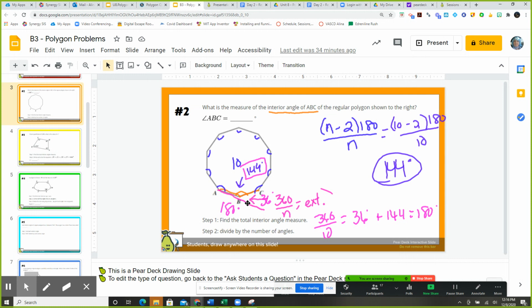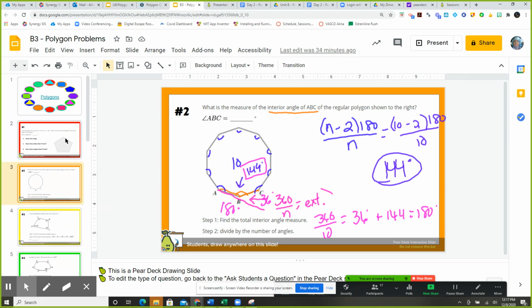We could have found the exterior angle, right? 360 divided by 10 is going to give us 36. So the exterior angle is 36. So the supplement of that is 144. So you can either do this big complicated formula, or you can do 360 divided by the number of angles, which gives you the exterior angle, and then the exterior angle plus the interior angle should equal 180. So just some kind of choices there.